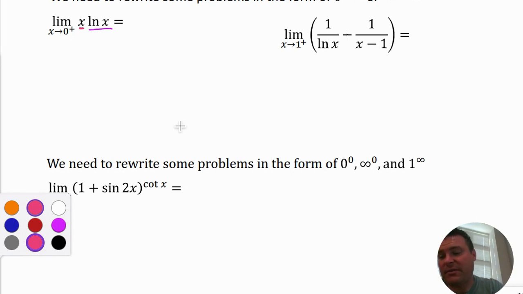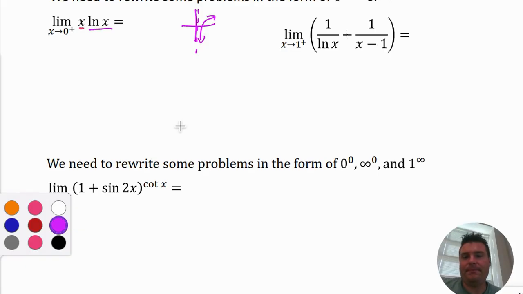But if we substitute in for the purple here, in case you don't know what ln of x looks like, it looks like this graph right here with a vertical asymptote right on the y-axis. As we approach 0 to the right, we're going to get to negative infinity. So we're going to get to the form of 0 times negative infinity. We need to rewrite this as a ratio so that I can go ahead and use LHOP.